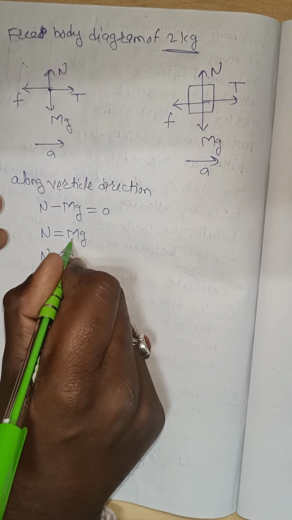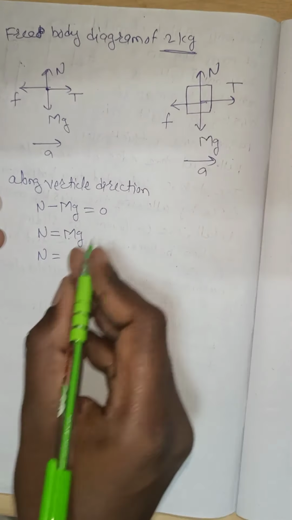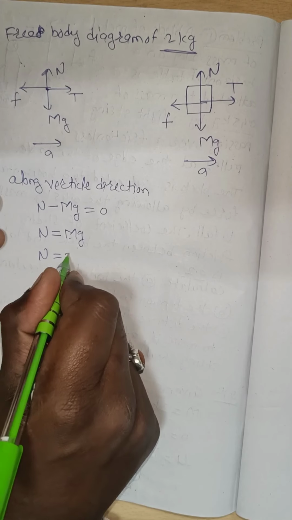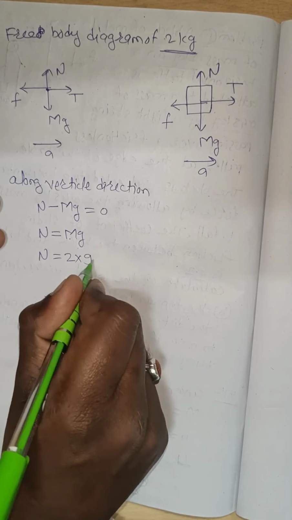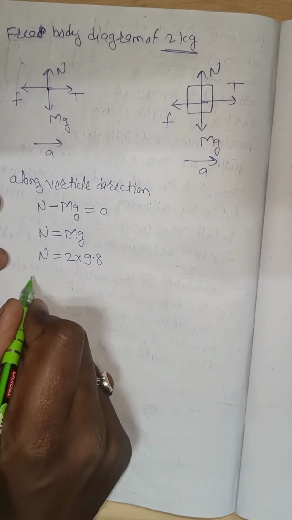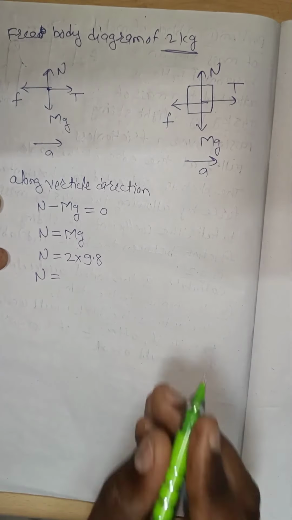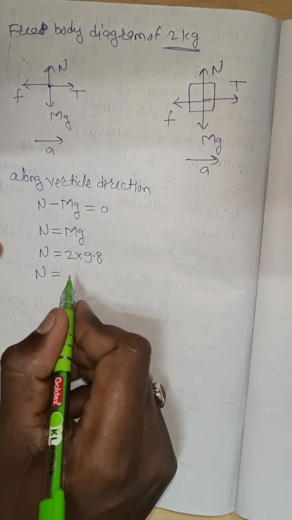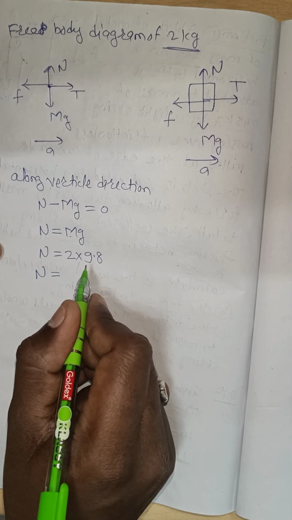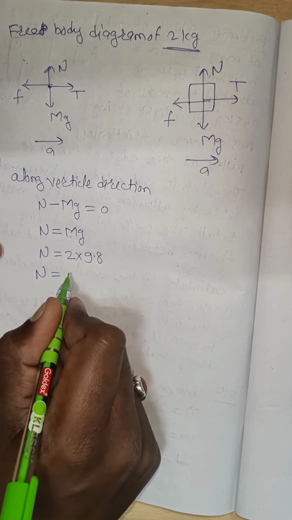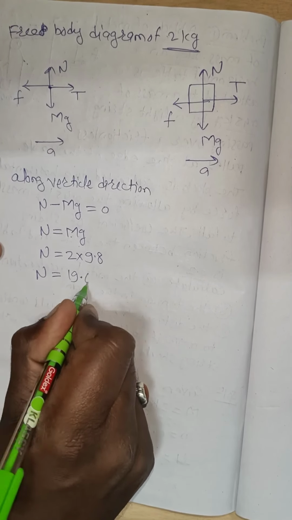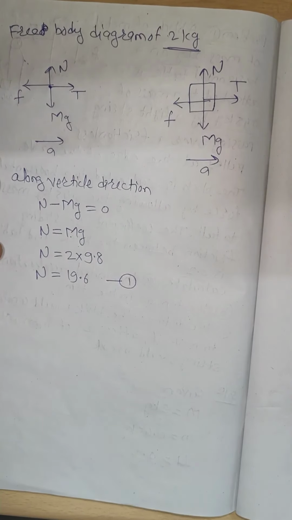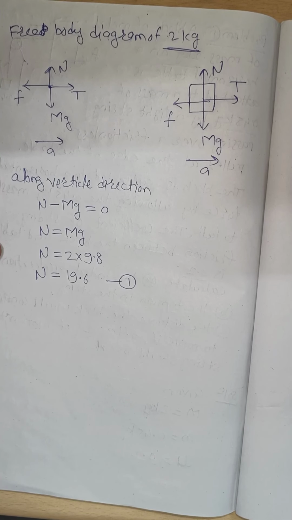Therefore N is equal to the mass of the big block, 2 kg, times the acceleration due to gravity, 9.8 meters per second squared. So the normal reaction N is equal to 2 into 9.8, which is equal to 19.6. We treat this as equation number 1.